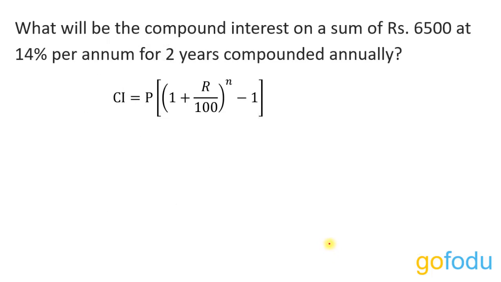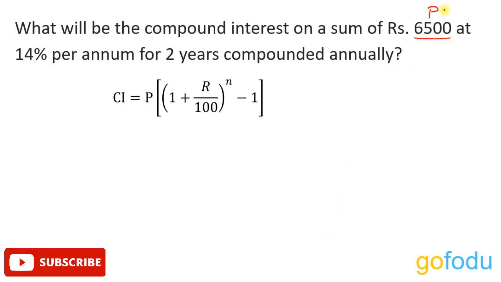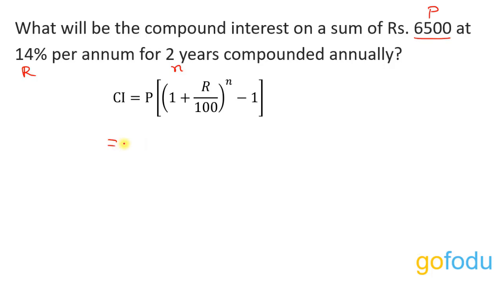What would be the compound interest on a sum of rupees 6500? This is the principal. This is the rate of interest and time period is 2 years. So just substitute the values and we will get 6500 into 1 plus 14 upon 100 whole square minus 1. This is 7 upon 50. It will become 57 upon 50.